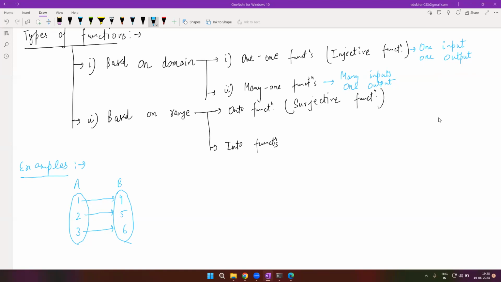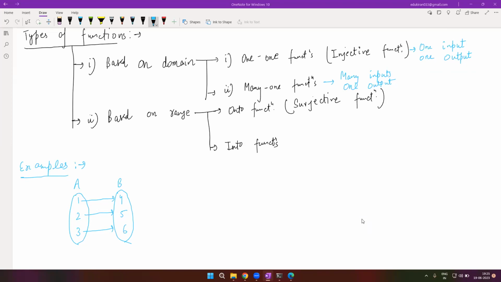Yes, correct. So this is a function right now because every element of input has an output and every element of input has only one output, right? Now, coming to the second part, what kind of function is this? Based on domain, we can categorize the function into two parts, one-one and many-one. One-one says one input, one output, while many-one says many inputs, one output.